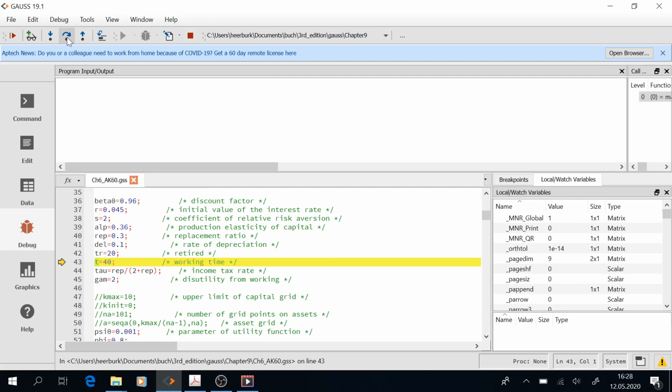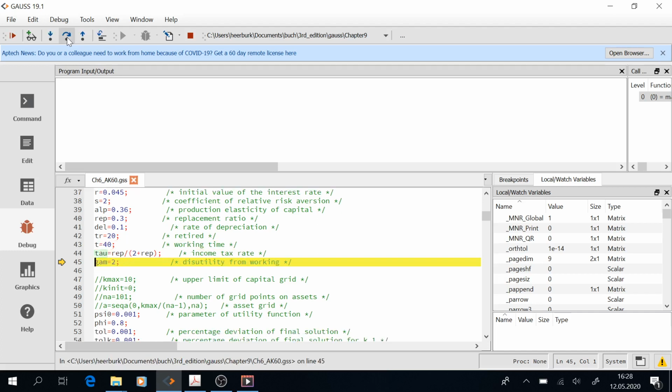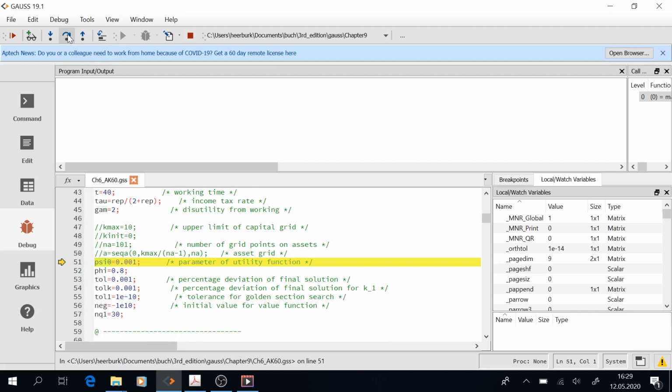From the balanced budget constraint of the Social Security Authority, we can compute the resulting Social Security tax, which in our case is 0.13, 13%. And we set the utility parameter gamma equal to 2. So this is the weight of leisure in utility. We also have the small constant psi0 equal to 0.001. Notice that we again used the variable name psi0 because psi is a reserved name by Gauss.